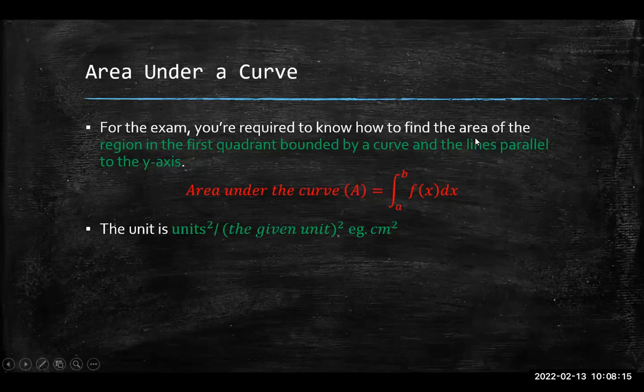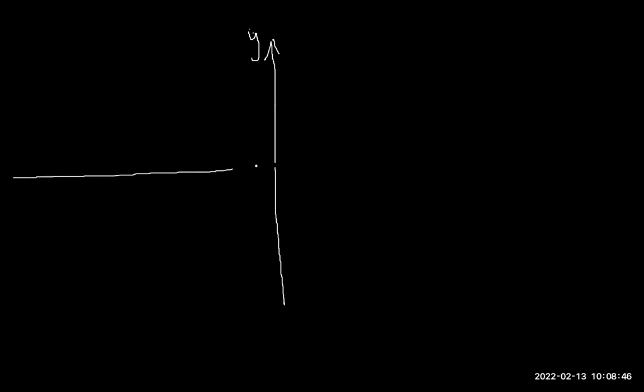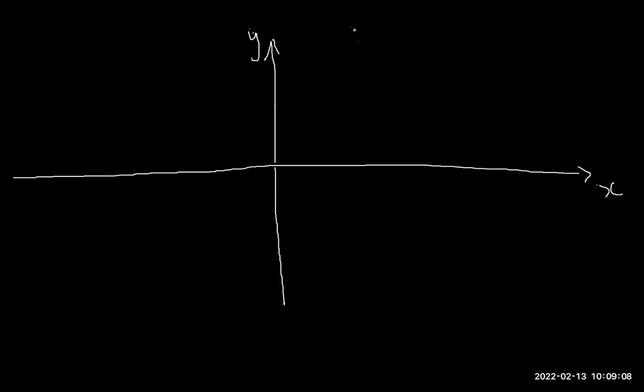So let me just show you what that looks like. Area of the region in the first quadrant bounded by a curve and the lines parallel to the y-axis. Say I have my Cartesian plane, y and x. For this particular topic, for your exam, we're dealing with the first quadrant. Remember, this is the first quadrant, second quadrant, third quadrant, fourth quadrant. We did that when we were doing trig and solving equations. Say you're given a curve, let me just draw a parabolic curve. That's the curve we met when we were doing quadratics. This is my curve. Nice, simple curve.